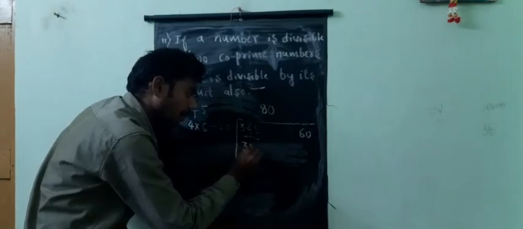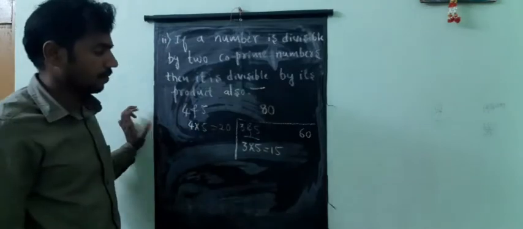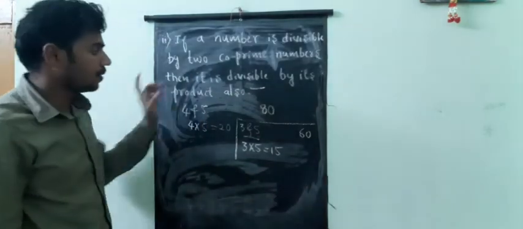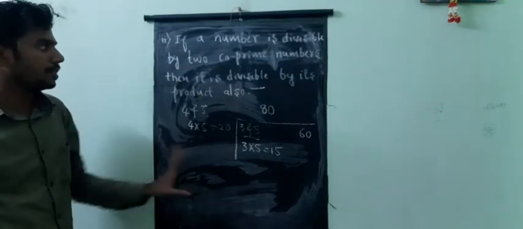3 into 5. What is 3 into 5? 15. Does 15 divide 60? Yes, 15 fours are 60. So, this is the meaning of this particular divisibility rule. Please note this down.